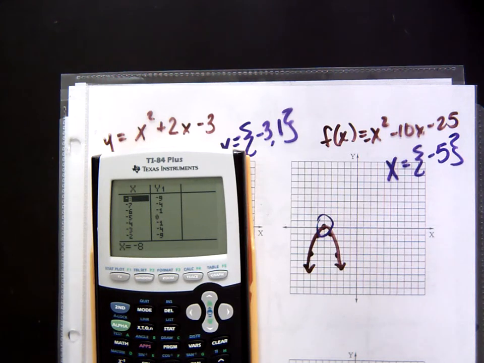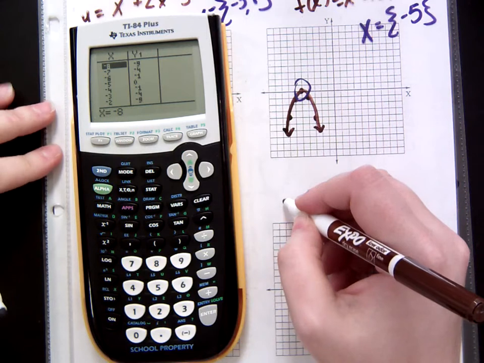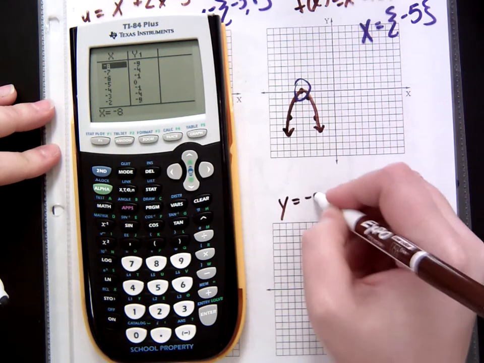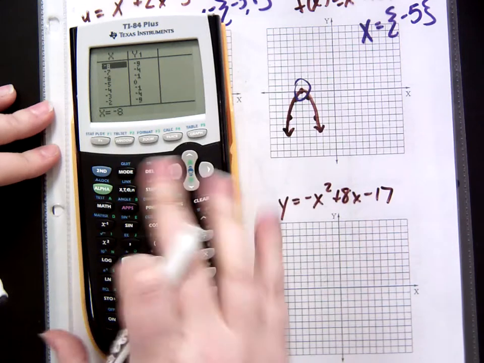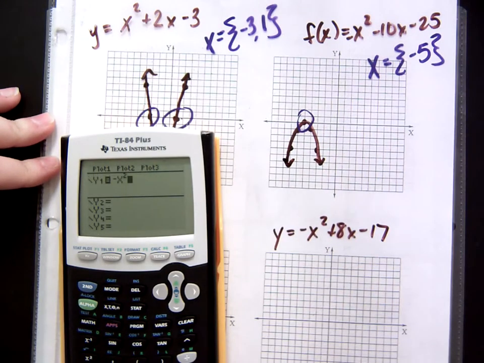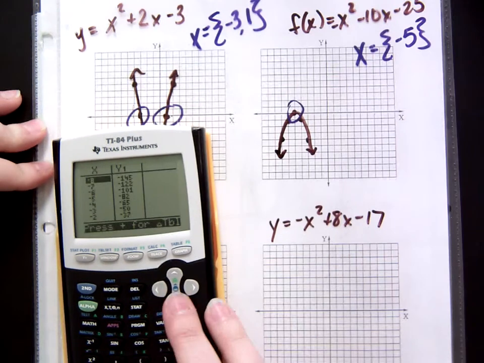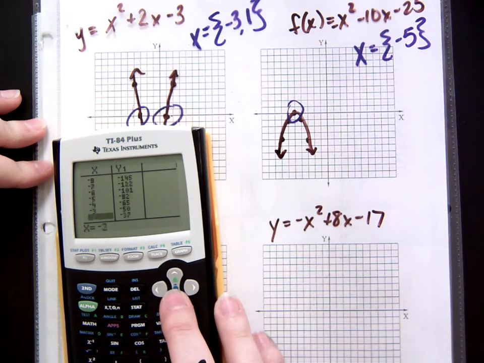And of course, there can be no solution, or no real solution at least. So let me give you an example of that. Let's say y equals -x squared plus 8x minus 17. So -x squared plus 8x minus 17. Okay. Oh, too far. I went the wrong way.